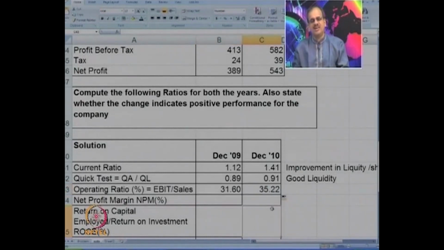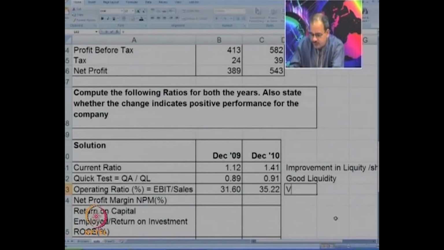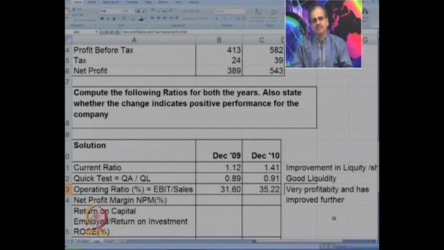We will drag it to next year, we are getting 35%. So, the profit ratio is really very good and it has further improved. So, you can say very good profitability and has improved further. Okay, making sense to you? Now, what is very good we do not know, but definitely more than 30% is a good profitability margin for the company.